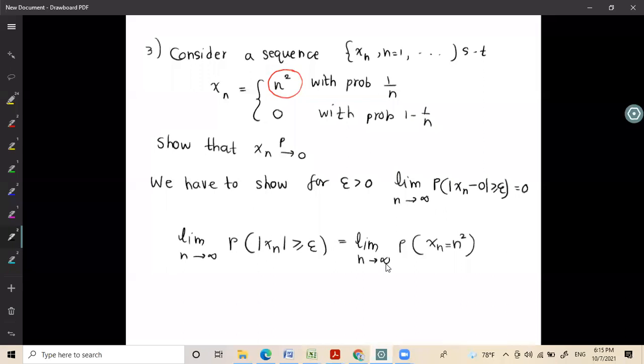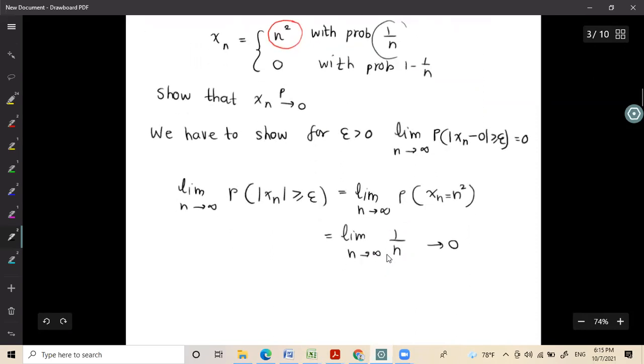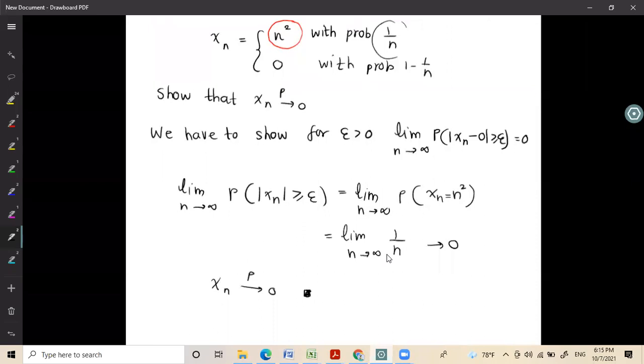And what is this probability? The probability xn equals n square is 1 over n. So simply you end up with the limit n goes to infinity of 1 over n. Very easily you can see that this goes to 0. So this is a very small question. The only thing is you have to understand that this probability is the same as xn equals n square. That's all you have to figure out. The rest is very simple.